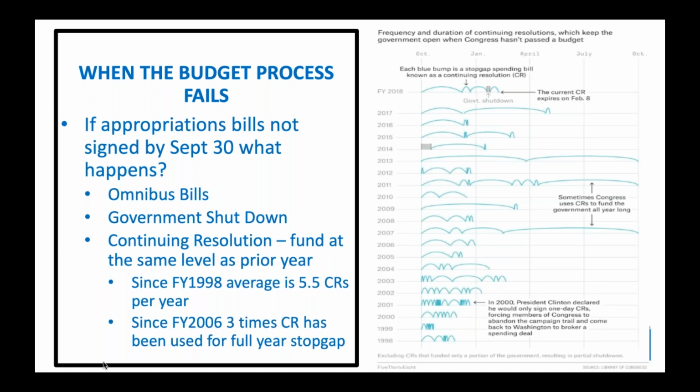Since fiscal year 98, that's happened 5.5 times. There's been 5.5 CRs every single year. So 5.5 agencies having to get the same funding as the year before because they can't come up with an appropriate budget using the process that's set up. And since FY 2006, 3 times they've used continuing resolutions to stopgap an entire year of budgeting. If you think about that, that's pretty incredible to say that we haven't budgeted for an entire year 3 times since 2006. And the chart that you see to the right gives you a visible look at when budgets have come through and when appropriations have come through, and what's going on with continuing resolutions.